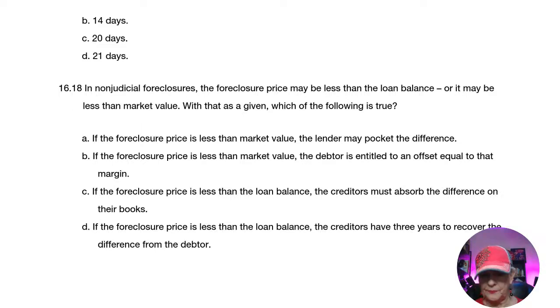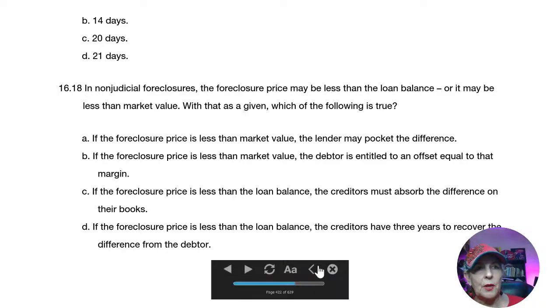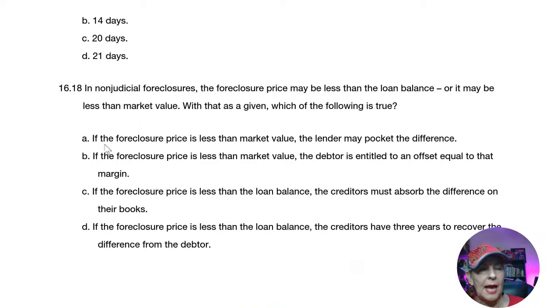Okay, where am I here? So here, if the price is less than market, the debtor can get relief. But if the price is less than the debt, the creditors have 2 years to recover the deficiency. Where here it said the creditor has 3 years to recover the deficiency from the debtor. So that's why that one was not correct. A says the foreclosure price is less than the market, the lender may pocket the difference. No.